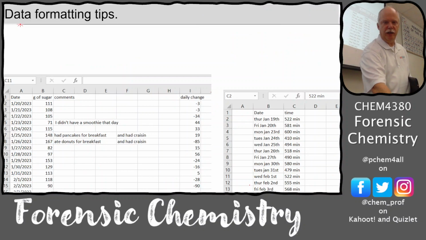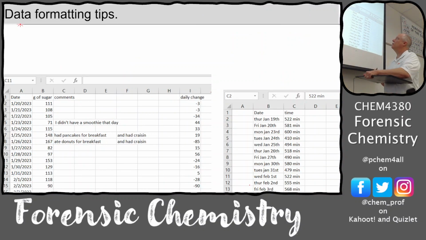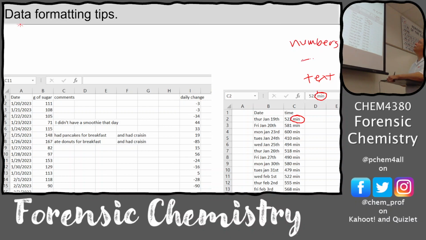Here's some other formatting tips. This one here is a problem because the unit is in the cell. And so this is not going to be numbers. See up here, this is the cell. And so you got text and numbers mixed. So numbers and text. So don't mix. I'm writing backwards, just like Yoda. Don't mix these 2 in one cell.